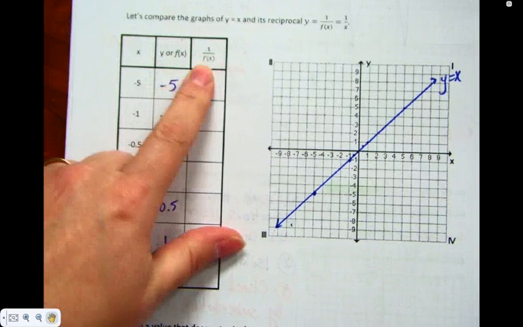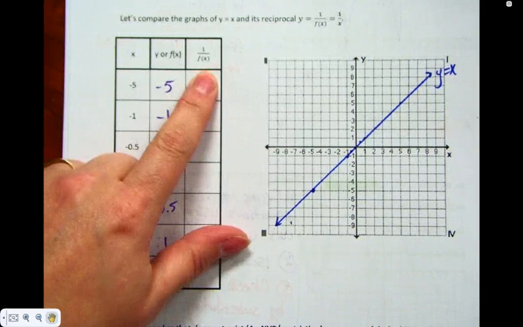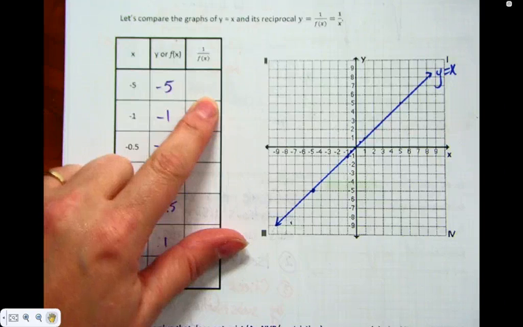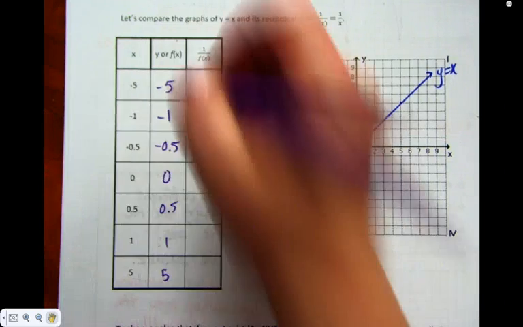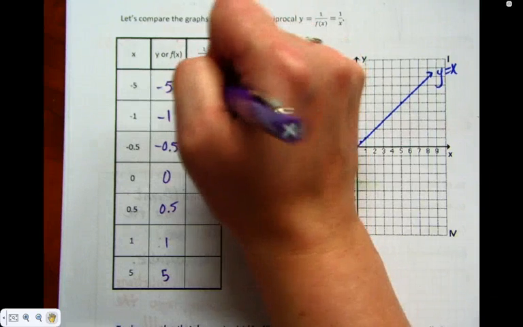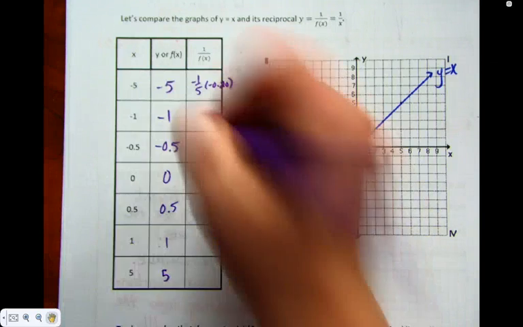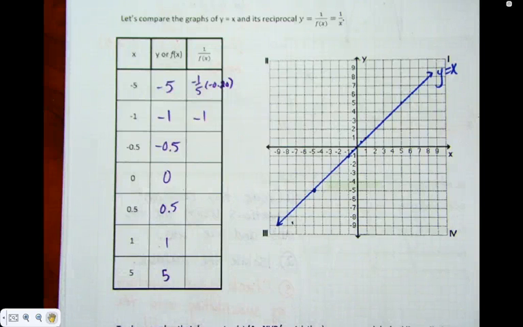Now let's take all those y coordinates and let's divide them under 1. So if I take negative 5 and I do 1 divided by negative 5, what do I get? So negative 1/5, which is approximately how much? So negative 0.2. 1 divided by negative 1, negative 1. 1 divided by negative 0.5.